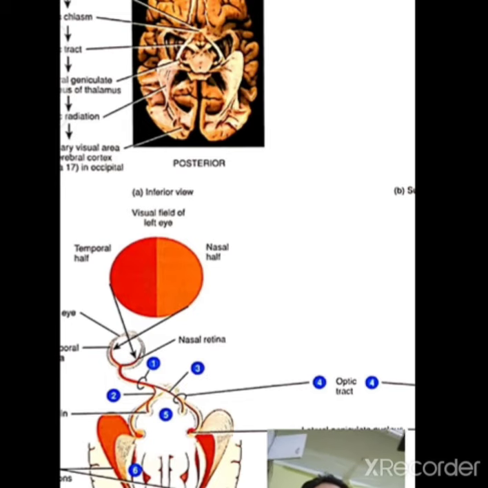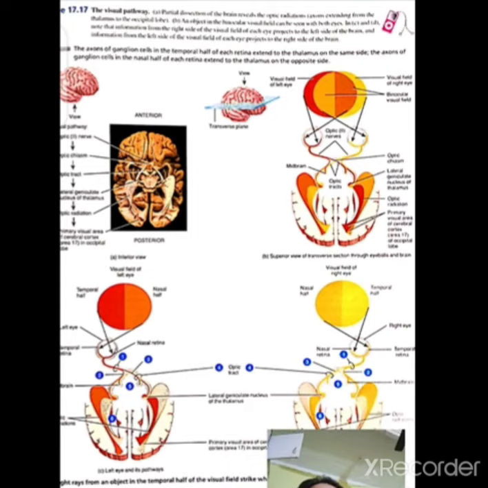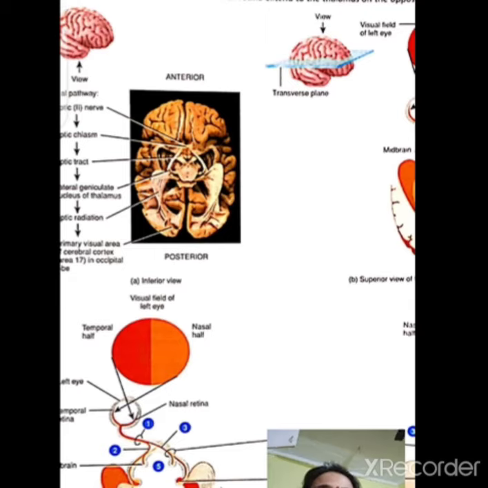Now next, you should understand the visual pathways in this manner. See, the visual pathway: a partial dissection of the brain reveals the optic radiations, axons extending from the thalamus to the occipital lobe. An object in the binocular visual field can be seen with both eyes.